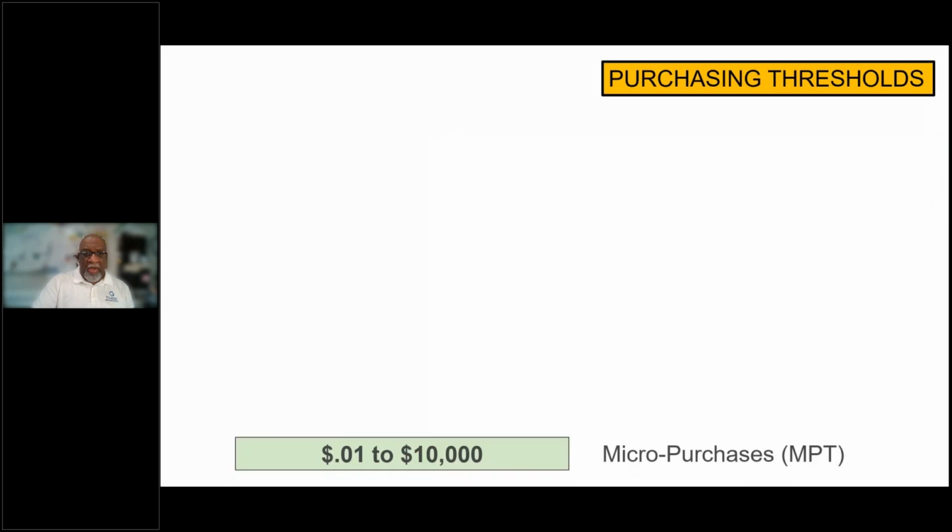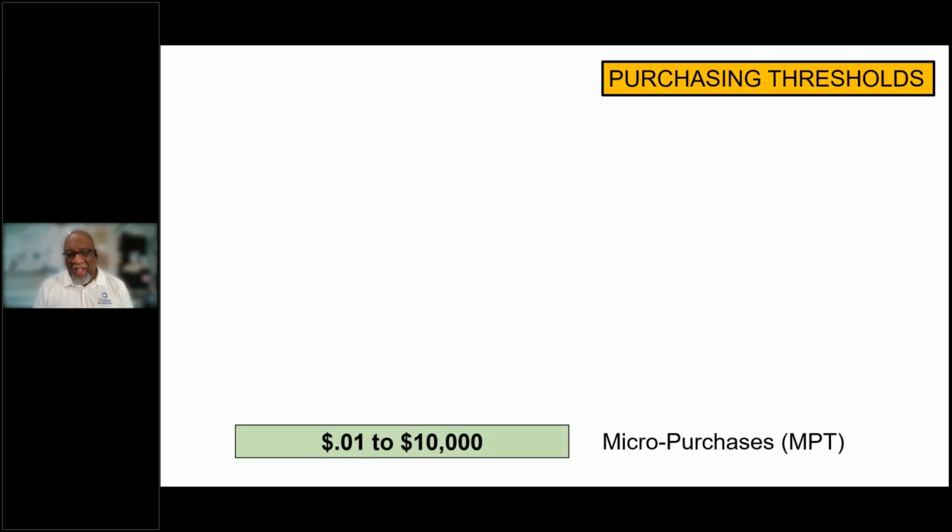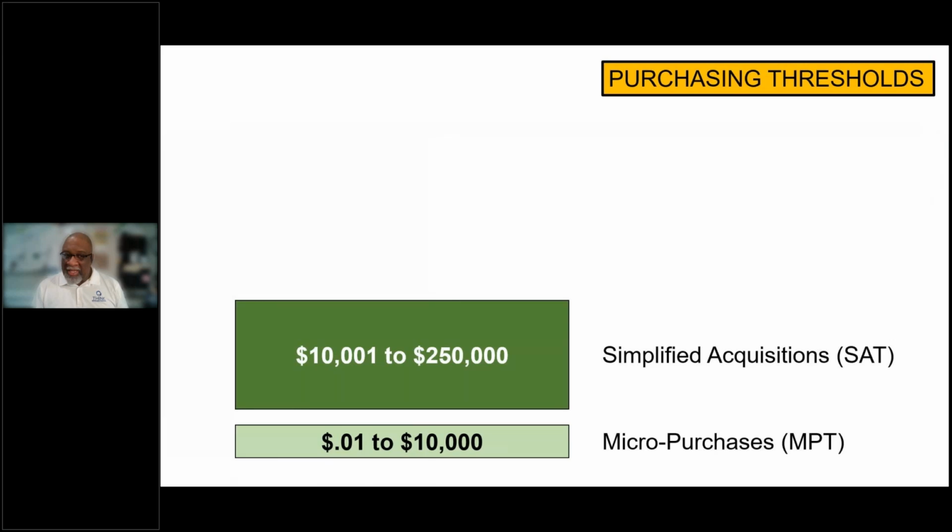So let's set the stage a little bit. The federal government buys in thresholds. Everything from 1 cent to $10,000 is considered the micro purchase threshold, usually operated and executed via the government purchase card. The next level up, anything over $10,000 up to $250,000, is the simplified acquisition threshold.